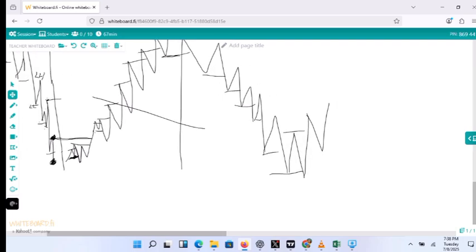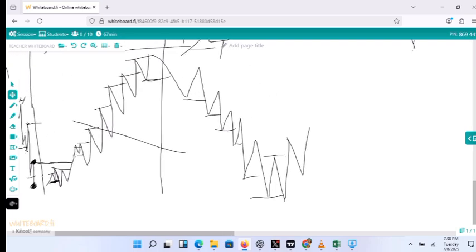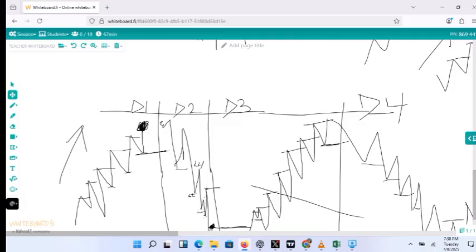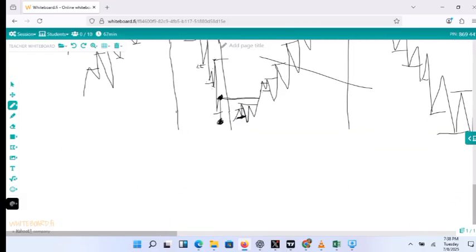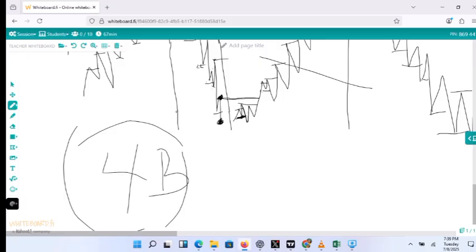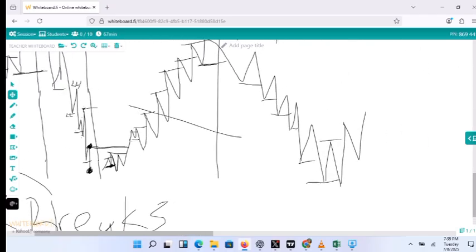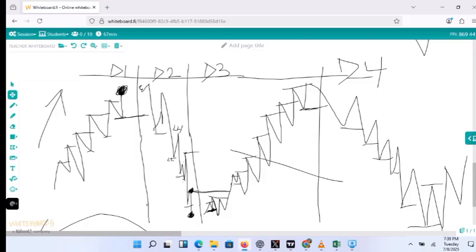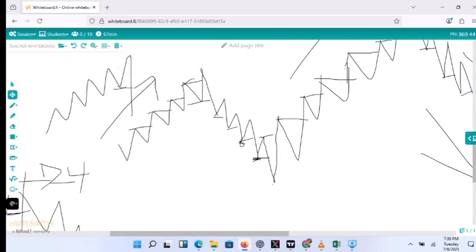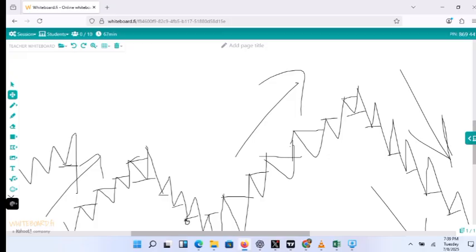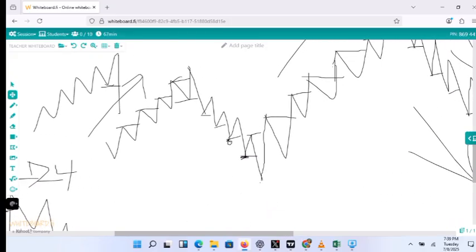So how many break of market structures do we have in this one? We have 1, 2, 3. We have 4. Day 4. We have 4 breaks of market structure. So the next one is what? How many shifts do we have? We have many shifts, as you can see, obviously. Do you understand it now? So study this chart, study everything like that.